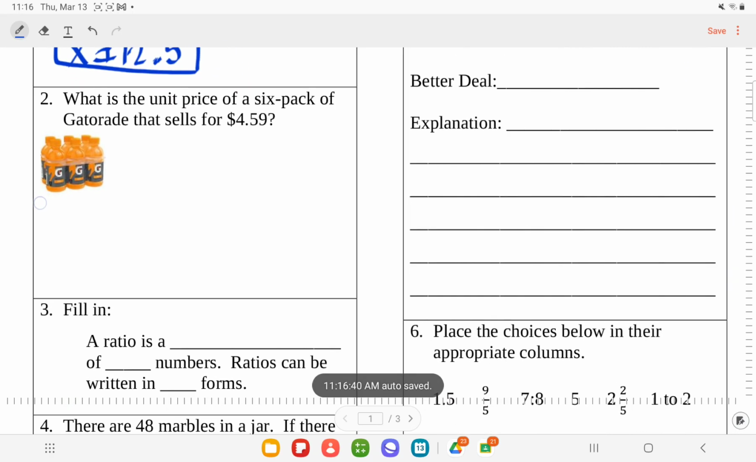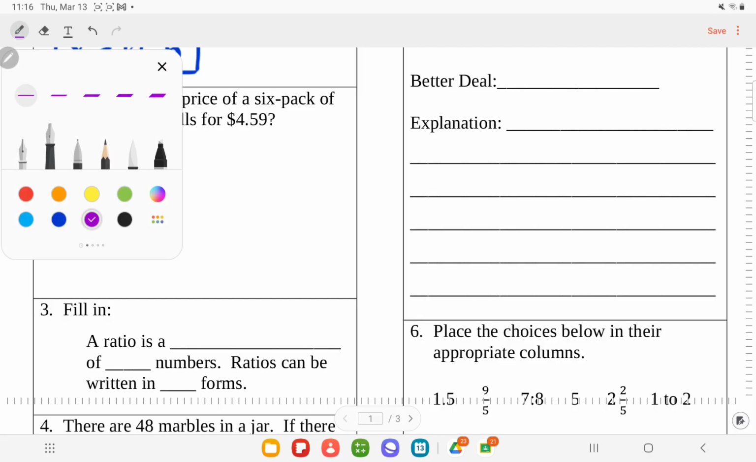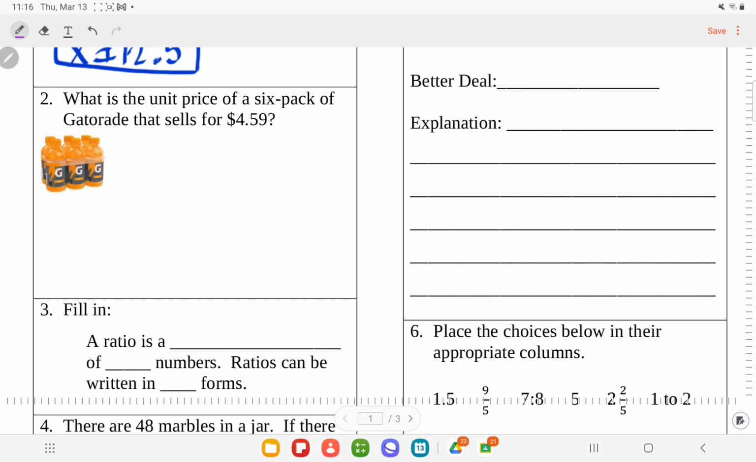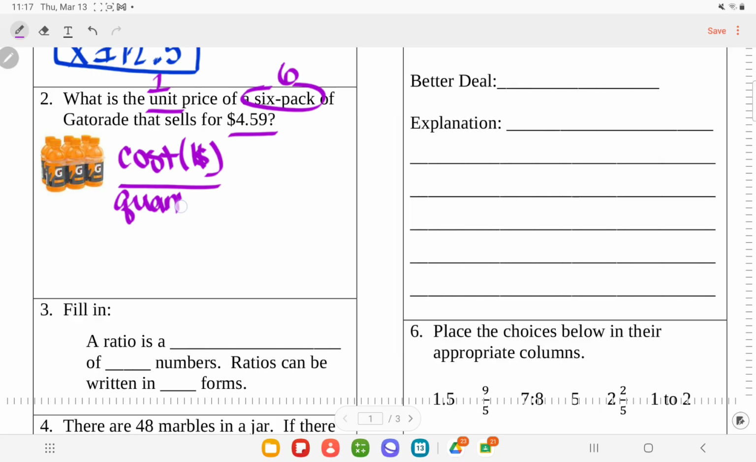What is the unit price of a 6-pack of Gatorade that sells for $4.59? So they're telling you that there are 6 of these Gatorades in the pack, and we're buying it for $4.59. We want to know the unit price. That is the price of 1. So we want to take the cost, or the price, and divide it by the quantity, or the number that we got for that amount of money. So I'm going to take $4.59 and divide that by 6.